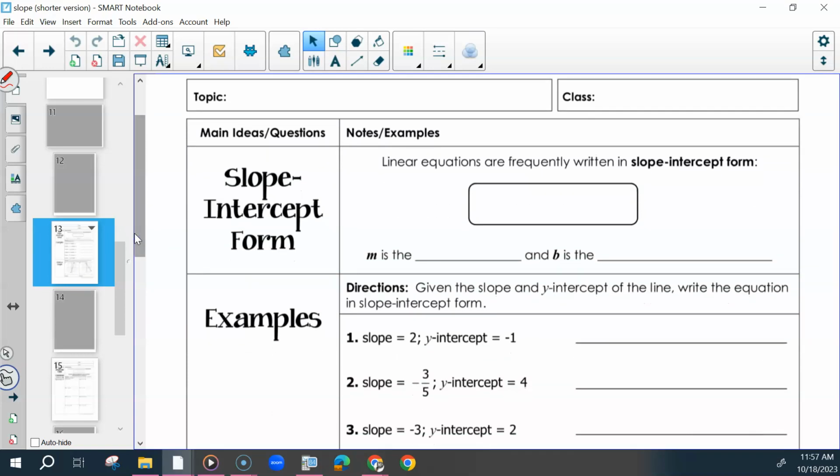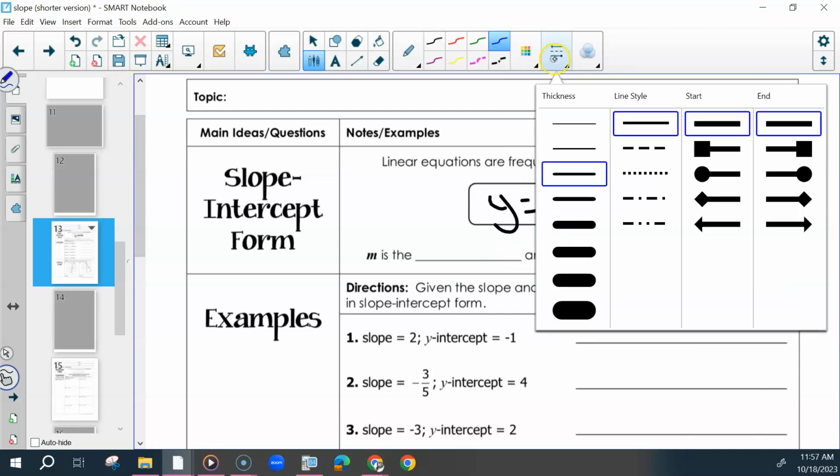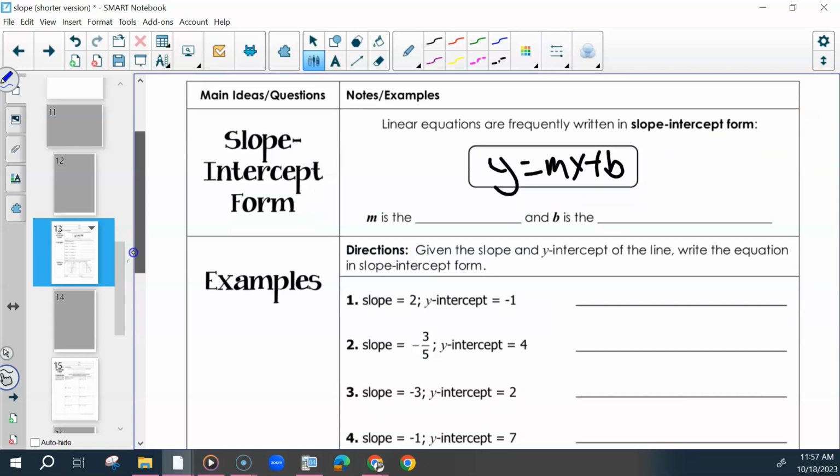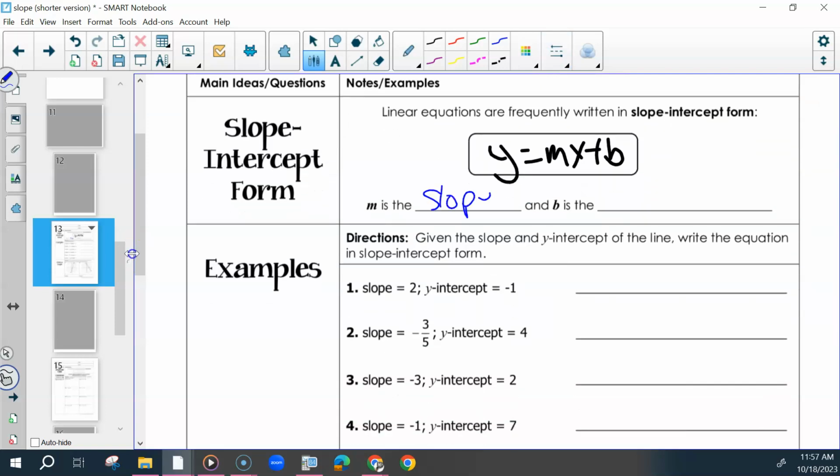Alright, so for this, linear equations are frequently written in slope-intercept form. Does anyone know what that format is? Y equals mx plus b. Where m, we talked about last class, is the slope, and b is the y-intercept. It's also called the constant, so both, but specifically it's the constant that is your y-intercept.